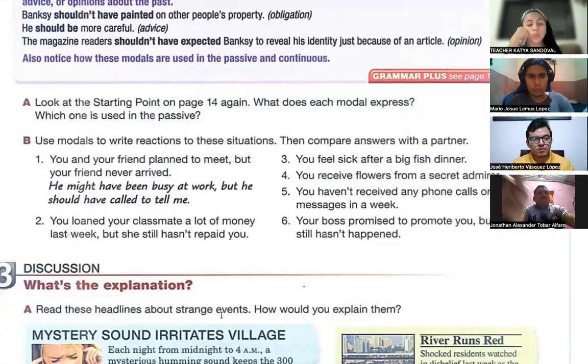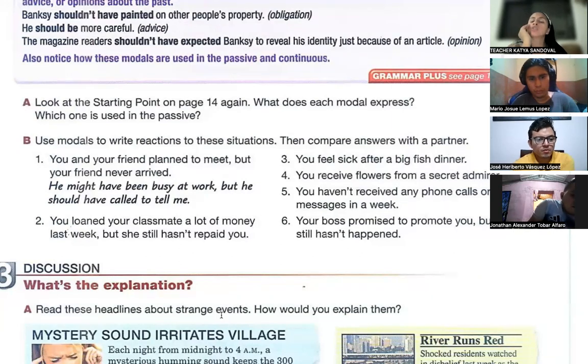Use the modals to write reactions to the situation. So we have, you and your friend planned to meet, but your friend never arrived. So what modals can we use for this reaction? And we have an example. He might have been busy at work, but he should have called to tell me, okay?